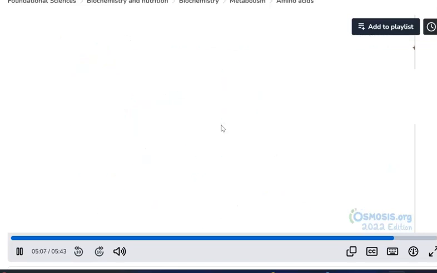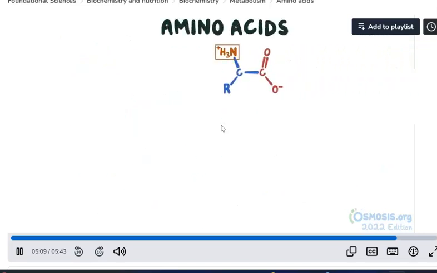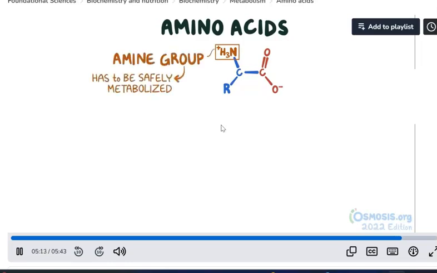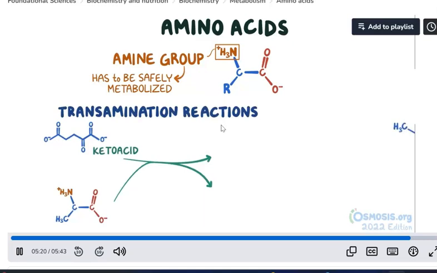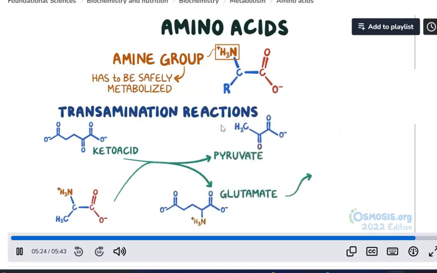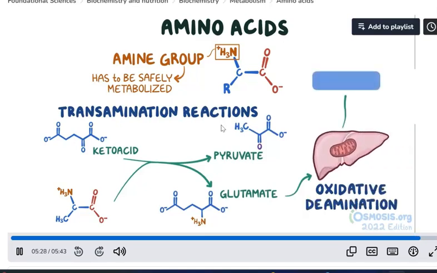Alright, as a quick recap, amino acids have a nitrogen-containing amine group that has to be safely metabolized to avoid toxicity. To do that, cells use transamination reactions with a keto acid like alpha-ketoglutarate to generate intermediates like pyruvate and glutamate. Glutamate can then be oxidatively deaminated in the liver mitochondria to get rid of ammonia in the urea cycle.